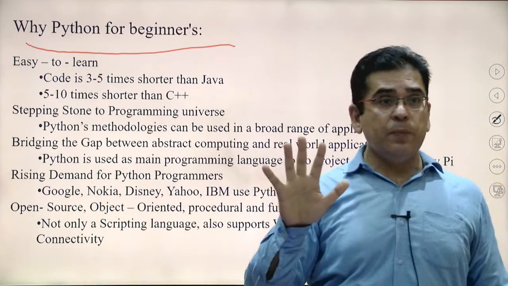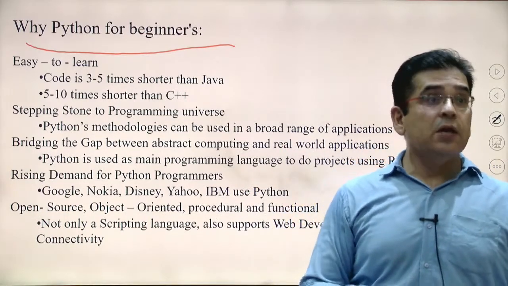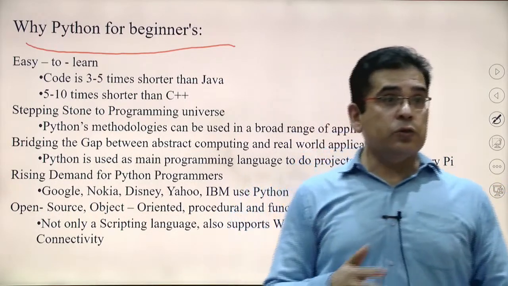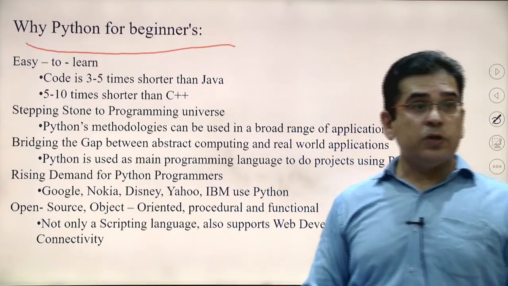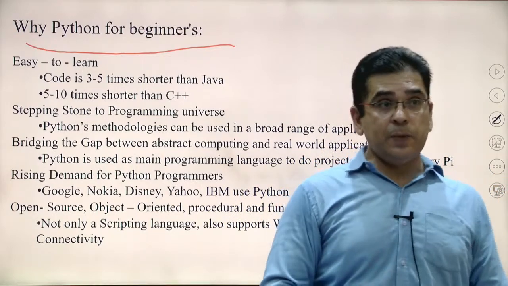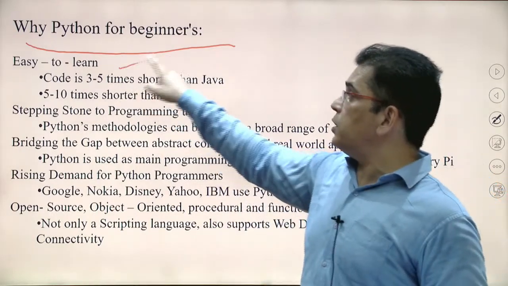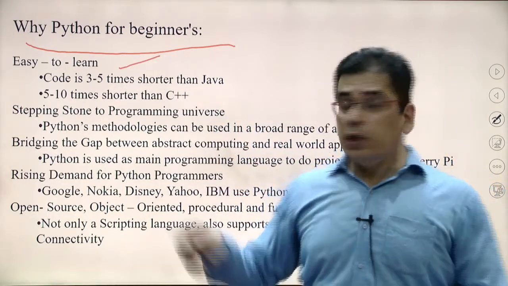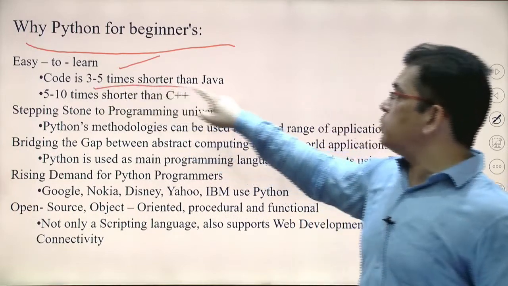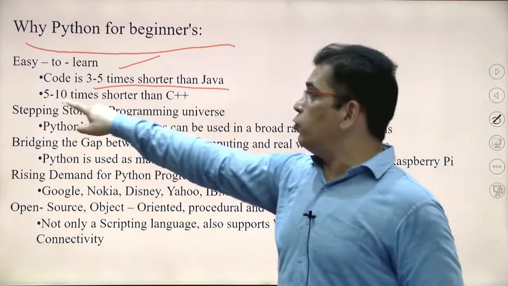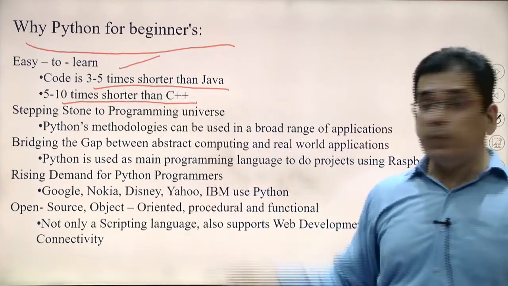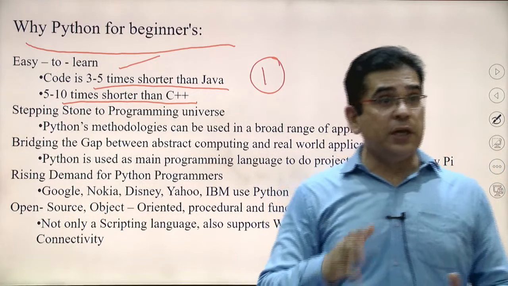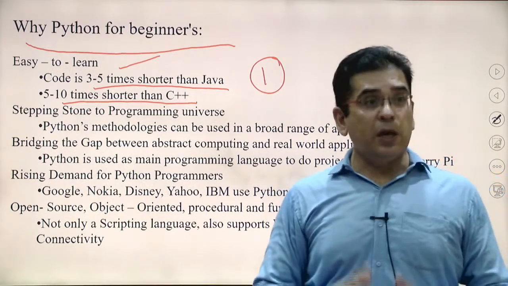I have brushed up into 5 different categories why Python is generally beneficial for beginners rather than you start your programming with Java or C or C++. The reason being Python is easy to learn. Python language is very easy to learn because its code is 3 to 5 times shorter than Java and 5 to 10 times shorter than C++. This is a very big advantage of Python. You can say benefit number 1 if you are learning Python.